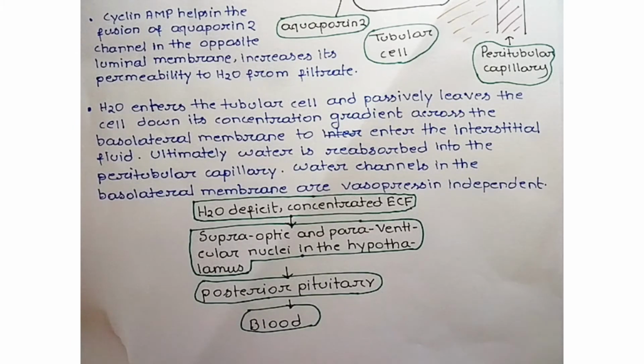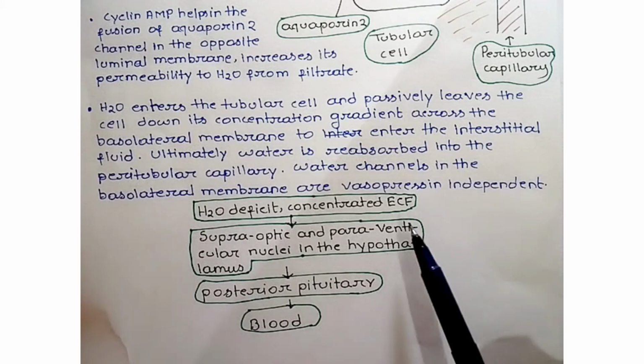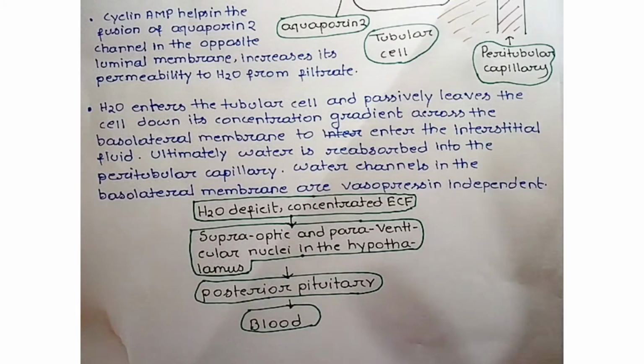Now, when is vasopressin secreted from the hypothalamus? In H2O deficit or concentrated ECF, meaning when your body faces a H2O deprived condition, your extracellular fluid becomes hypertonic, concentrated. So you have to conserve your H2O. You can't lose much H2O during the urination process. So in this video, we discuss the role of vasopressin in the kidney.